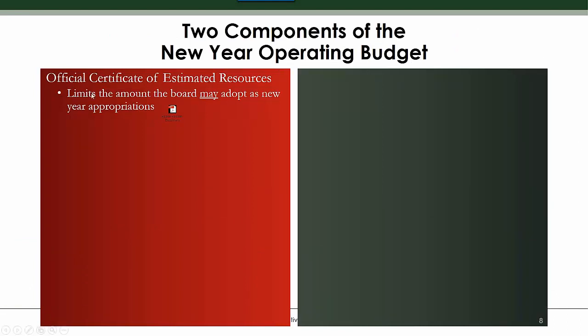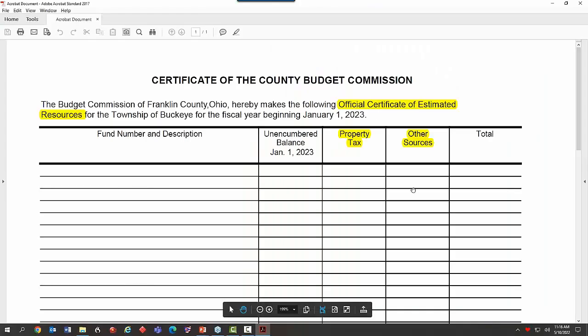What happens? So I get my official certificate back from my county, whether I'm in Group 1 that filed the tax budget or Group 2 that later in the year filed some alternative document that your county wants you to fill out that generates the official certificate. Both groups have an official certificate, and that is going to limit the amount your board may adopt as appropriations. Let me show you what that looks like.